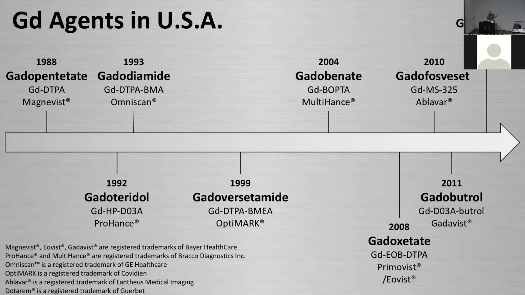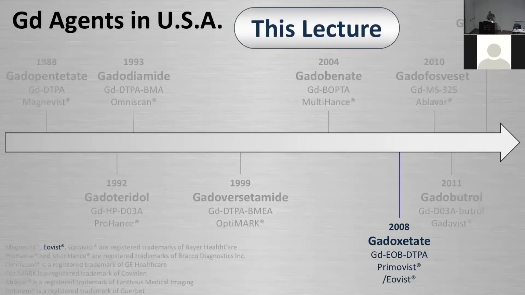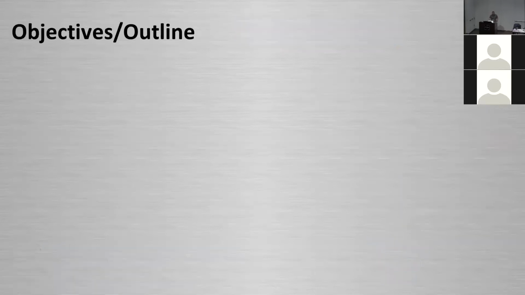This particular formulation of gadolinium, it's attached to a chelator named DOTA. But today, in this lecture, we're going to focus on gadolinium EOB DTPA, which is known generically as gadoxetate disodium. It's known commercially as Primavist in the rest of the world. It's known commercially as Eovist in the United States.